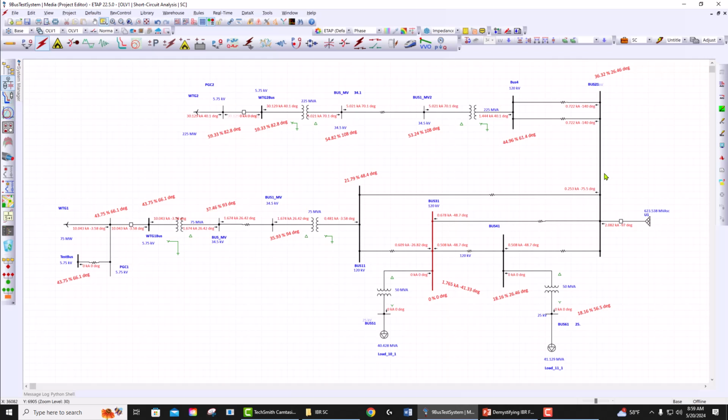Now, this is a very weak system, and typically in a stronger system, the short circuit converges way before 200 iterations. But this is a very weak system and it requires more iterations. So make sure that you remember that if you have this kind of issue, the first thing you want to do is go and increase that number.